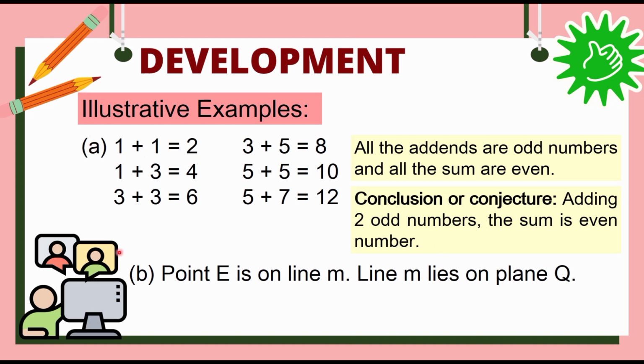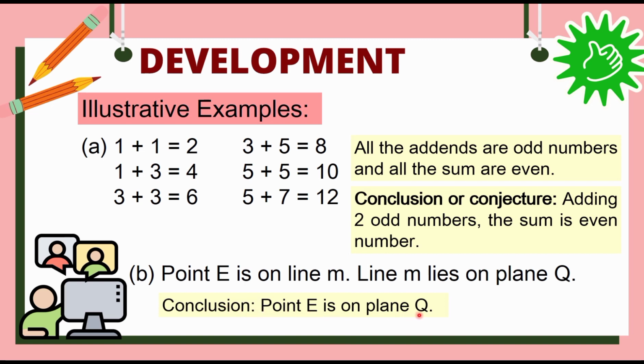How about letter B? Point E is on line M. Line M lies on plane Q. So what will be our conclusion? So our conclusion will be point E is on plane Q. Okay. So kasi ang sabi, si point E daw ay naka line M. Si line M daw naman, naglalies daw siya kay plane Q. Therefore, our conclusion will be point E is on plane Q.